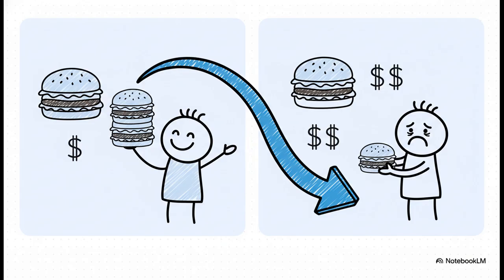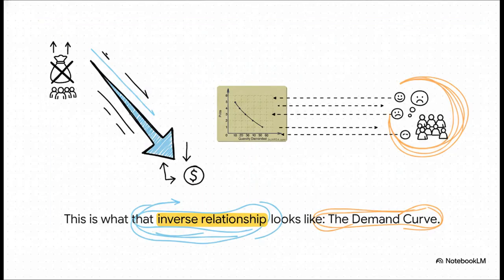And this brings us to a super simple, fundamental rule called the law of demand. It's exactly what you'd expect. Think about your favorite pizza slice. If it costs $2, you might grab a couple. But if the price suddenly shot up to $5 a slice, yeah, you'd probably buy less. When the price goes up, the quantity we want goes down. Simple as that.